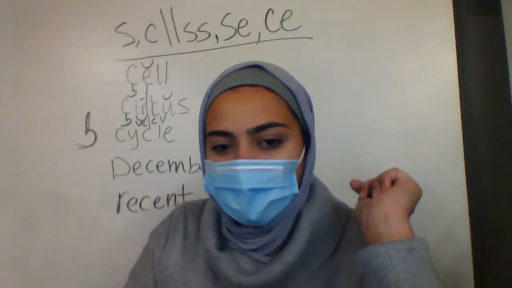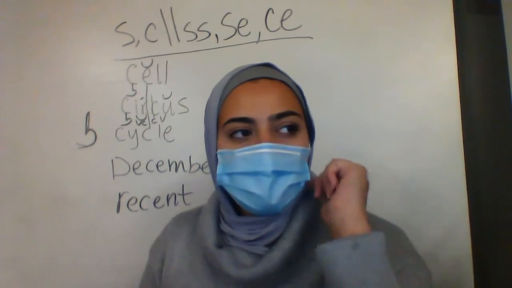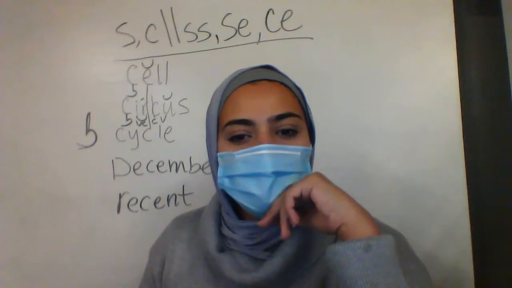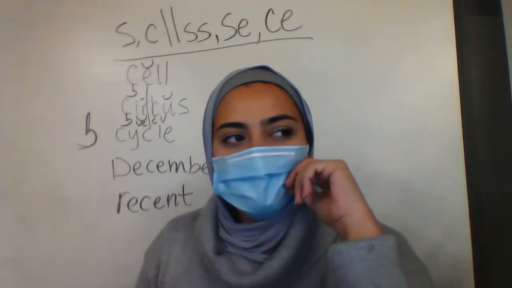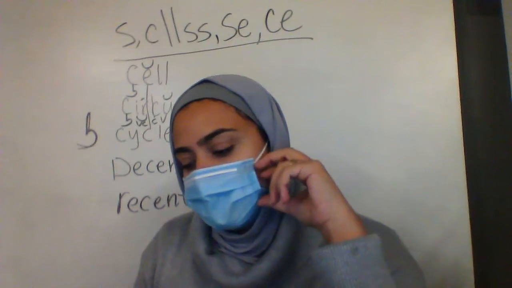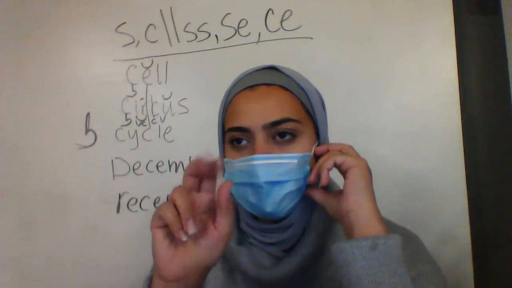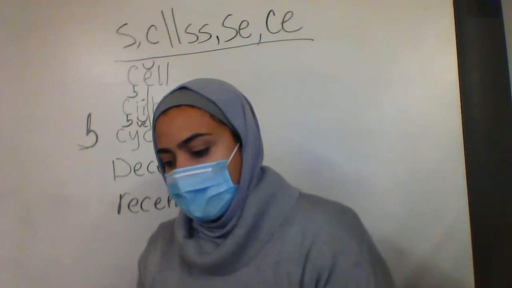Blouse. Blouse is like a shirt. Number 10. Number 8 was ice, I-C-E. Number 9 is scent, S-C-E-N-T. And number 10 is blouse, B-L-O-U-S-E. Blouse. All right, let's read these high frequency words together.